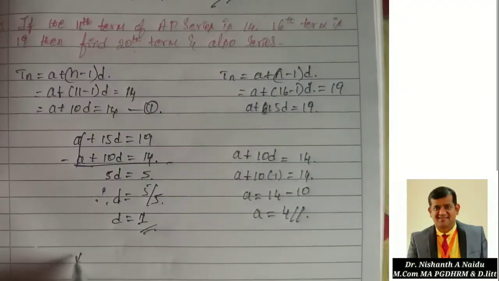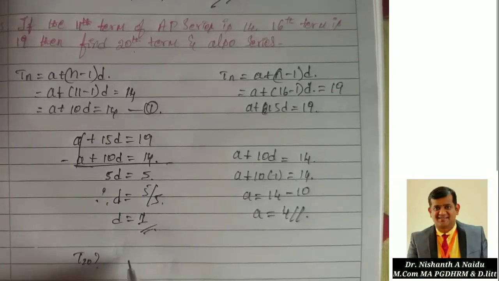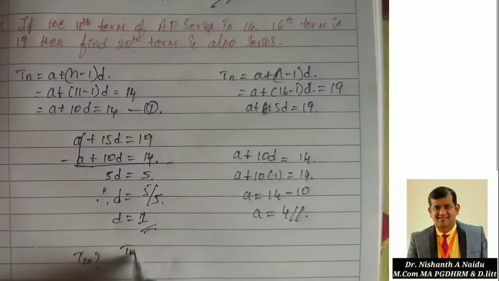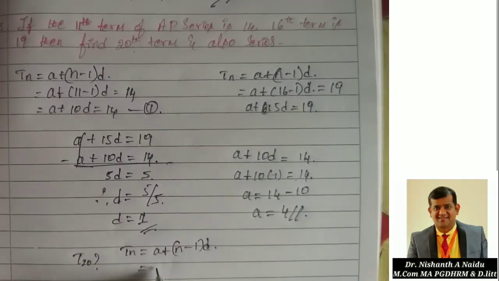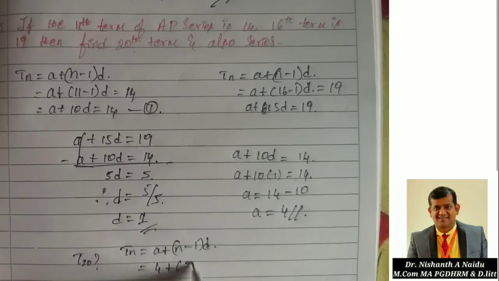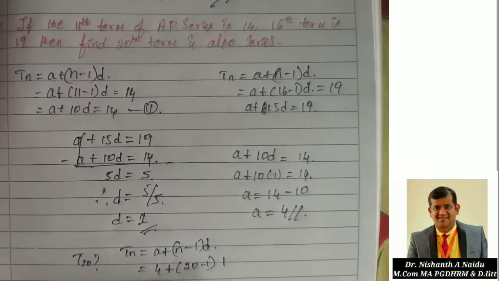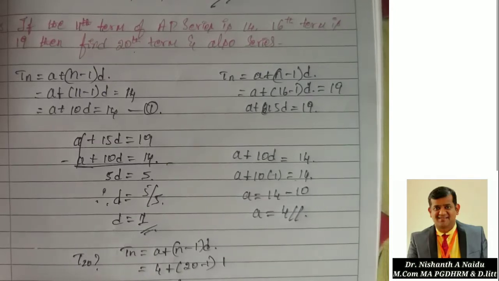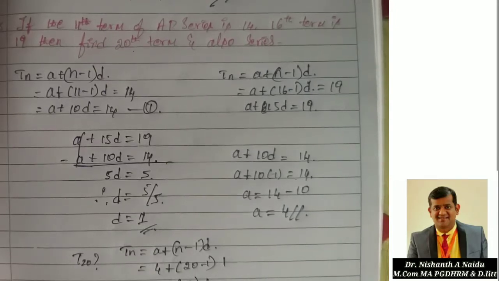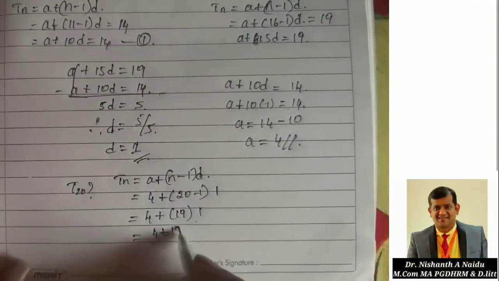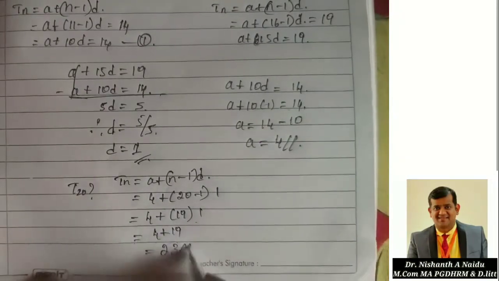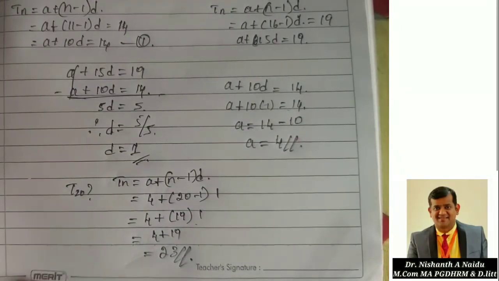We have to identify T20, as asked, right? To identify T20, Tn equals a plus n minus 1 into d. We know the a value is 4, plus n minus 1. He had asked us to find the 20th term, correct? So 20 minus 1, and the d value is 1. So that is 4 plus 19 into 1. 19 ones are 19. So 4 plus 19 equals 23.